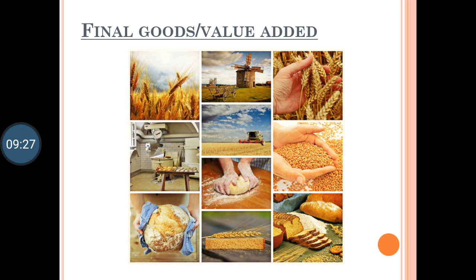All these values are added in the value added approach, but in final goods, of course, we take into consideration the final amount. That is, a bread costing, for example, 30 rupees, so we take directly 30 rupees into consideration. We do not consider all these processing charges again, everything. We do not add that. We directly take 30 rupees. So this is the difference between final goods and value added.